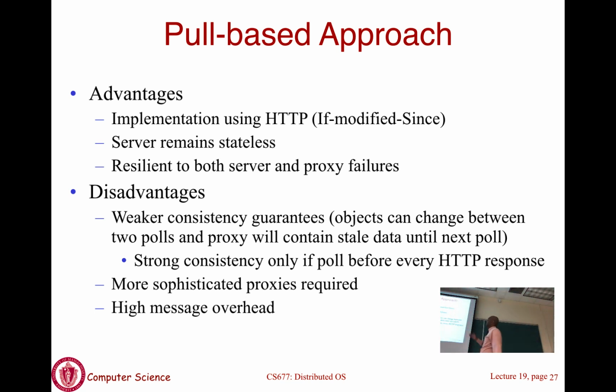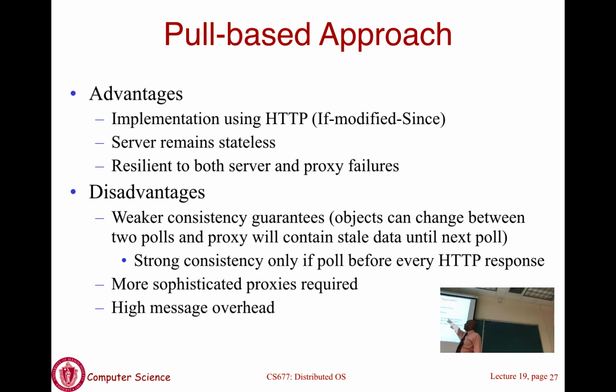So again, let us look at advantages and disadvantages. Advantages: you can implement this using HTTP. There is no additional protocol needed. It just rides on standard HTTP. All you are doing is using conditional gets to figure out if a web page has changed, and you can use that information to determine polling frequency. The server remains stateless. All the intelligence is at the proxy. This is a client pull approach. The server is not doing anything other than responding to proxy requests.